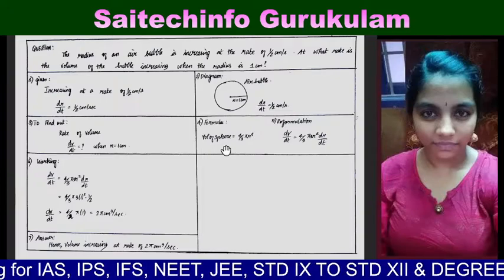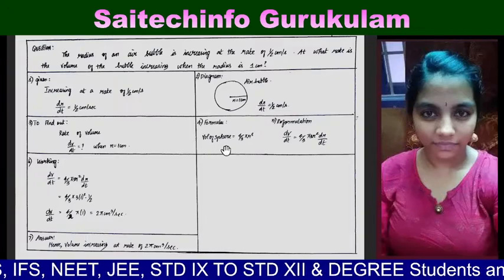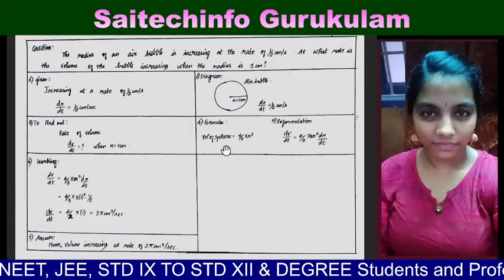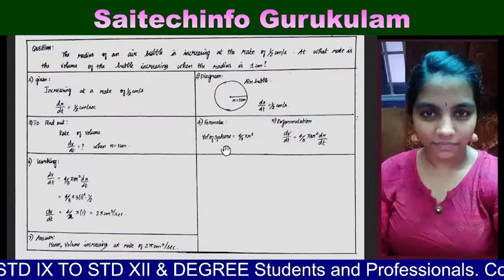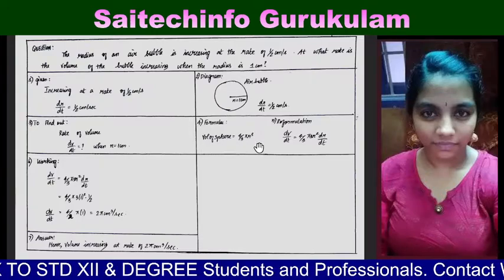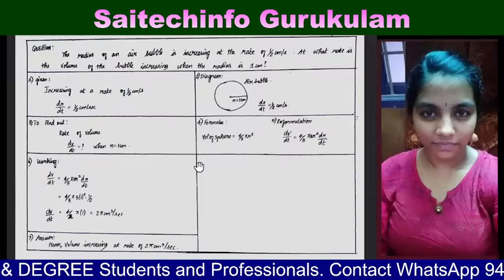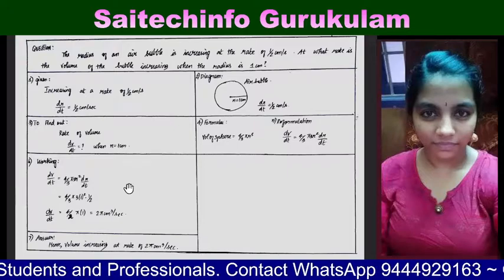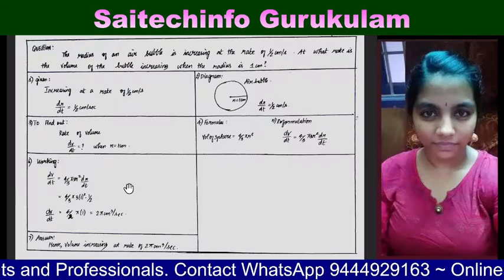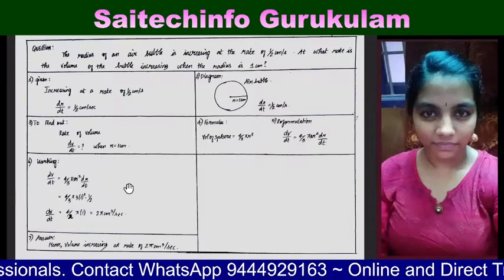I have just reformulated, that is dv by dt is equal to 4 by 3 pi 3r square dr by dt. We have differentiated this in the form of dv by dt, that is per second we have differentiated. So, we get dr by dt on the right side. I have worked this with the same reformulated formula: dv by dt is equal to 4 by 3 pi 3r square dr by dt.